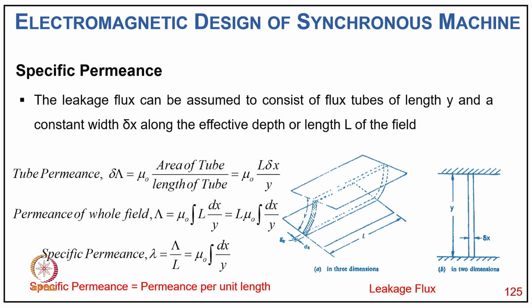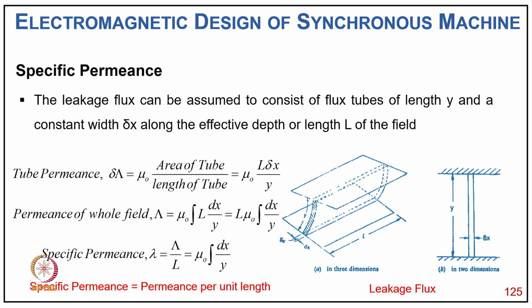Now coming to specific permeance, the leakage flux can be assumed to consist of flux tubes of length y and constant width delta x, along with the effective depth L of the field. So tube permeance is delta rho equal to mu 0 area of the tube divided by length of the tube, that is mu 0 L delta x upon y, and permeance of the whole flux is rho equal to mu 0 L integration dx upon y, and specific permeance lambda equal to rho upon L, that is mu 0 integration dx upon y. Specific permeance is permeance per unit length.